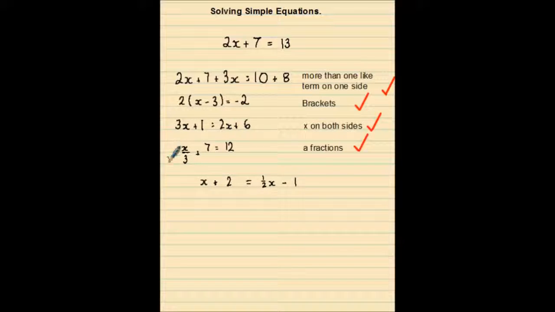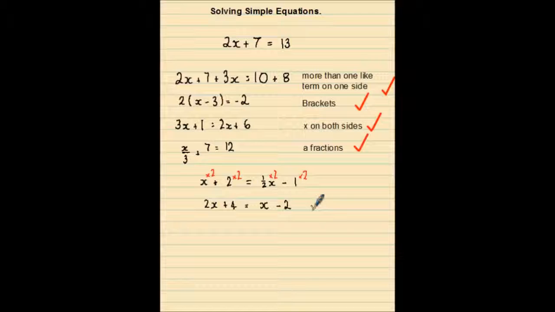So deal with the fraction first. And we've looked at how we deal with this. We look at what is on the bottom of the fraction and multiply every term by this value. And a half x times 2 will be x. And so we end up with this equation.